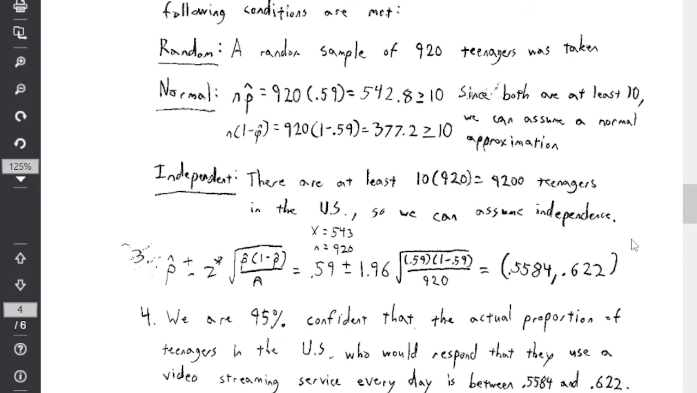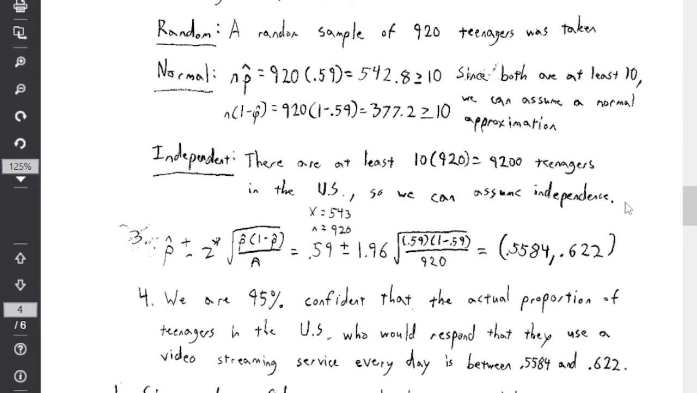We are 95% confident that the actual proportion who would respond that they use a video streaming service is between these 2 values. That's your confidence interval. There's part A. I remember my calculator was messed up, and every single test I had to do it by hand.